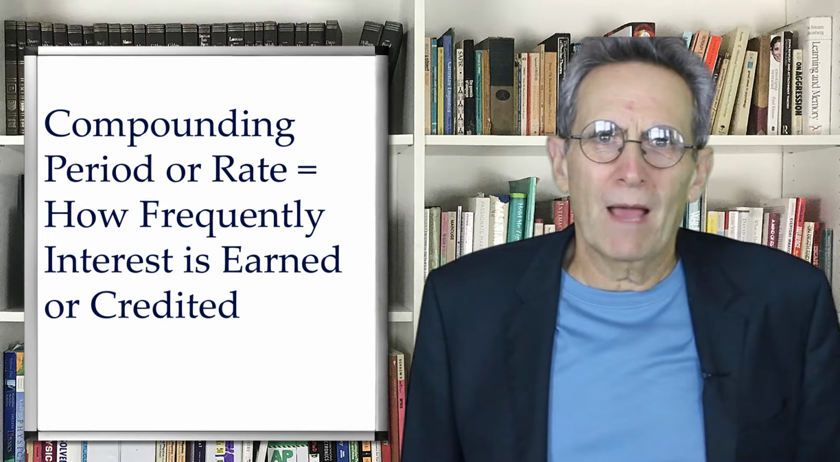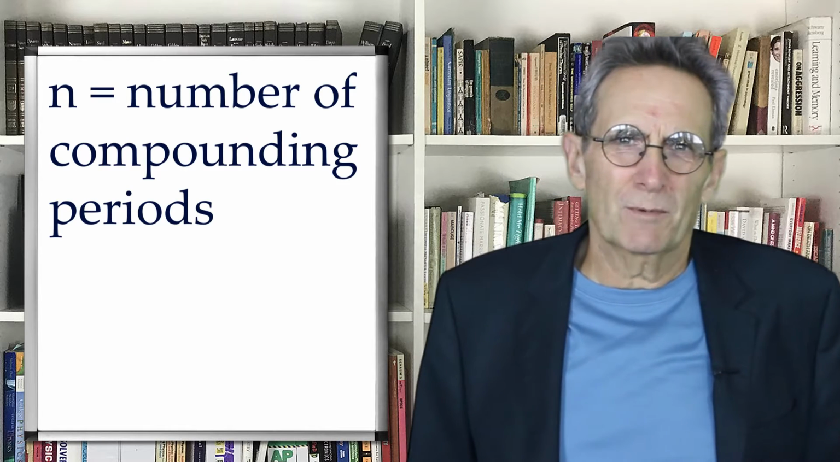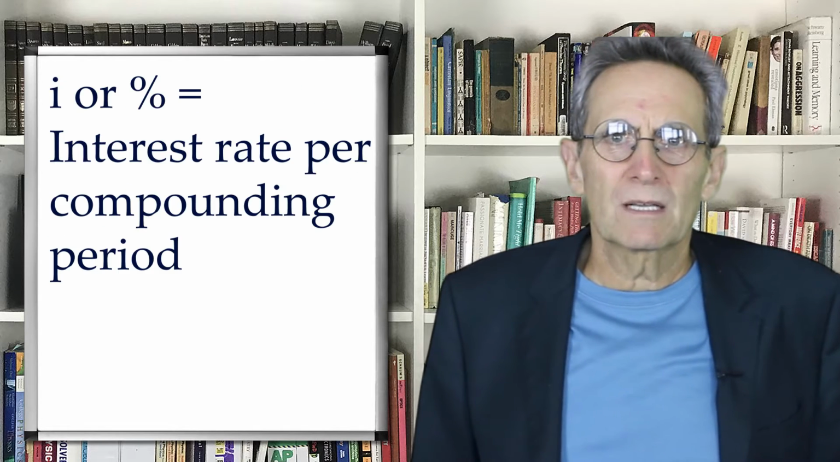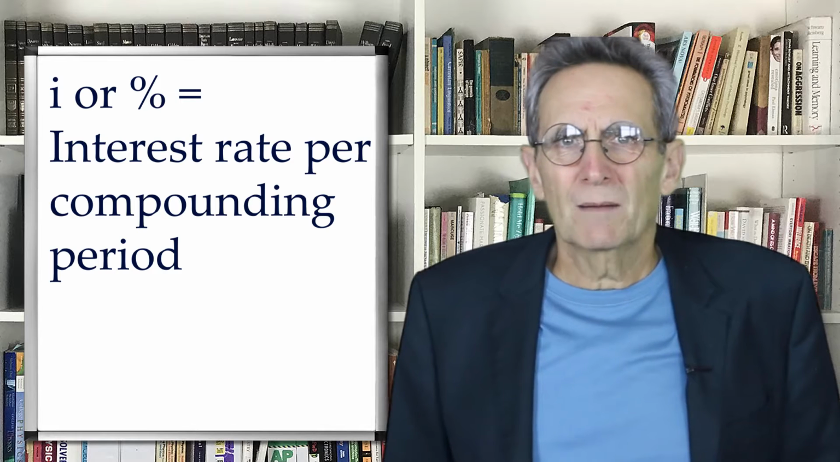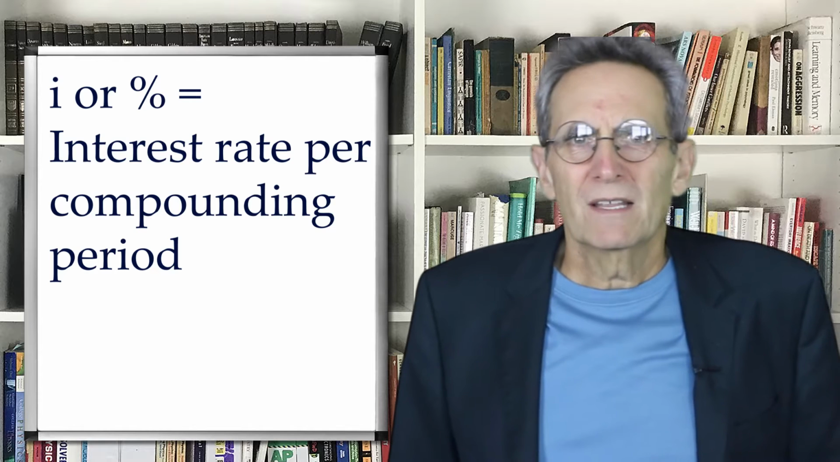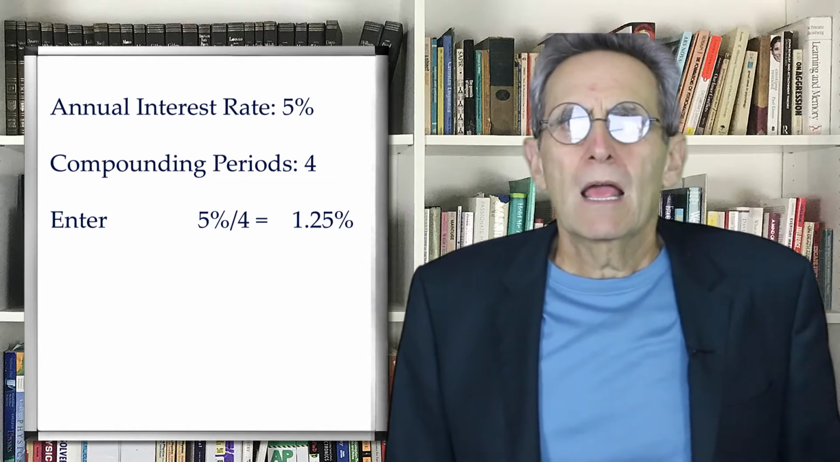The compounding rate or period defines how frequently the bank will credit your account for interest earned. In the formulas that follow, and on most calculators, this compounding period is represented by the small letter n. The interest rate per compounding period is usually abbreviated by the letter I. Sometimes the interest rate is represented by the percentage symbol. Usually you have to enter the interest rate per compounding period. So, for example, if the annual interest rate is 5% and you have 4 compounding periods per year, you would enter 1.25% into your calculator.